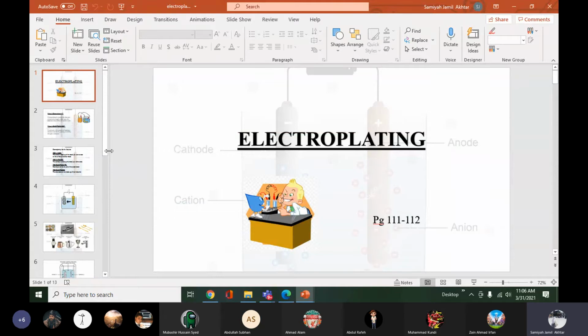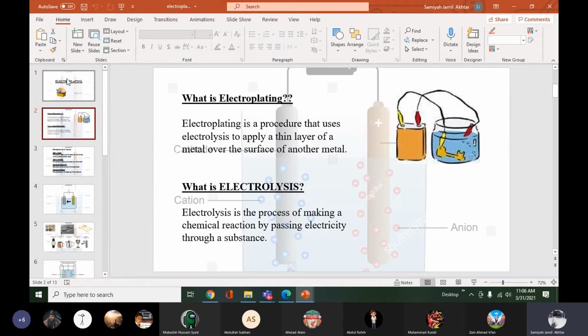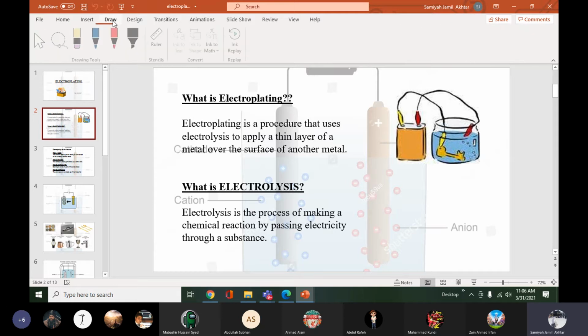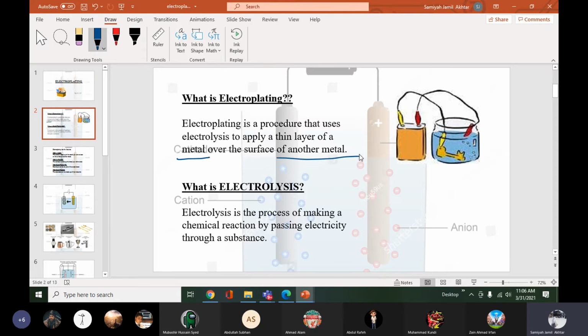So electroplating, the next topic, is from page 111 to 112. What is electroplating? Electroplating is a procedure that uses electrolysis to apply a thin layer of a metal over the surface of another metal.